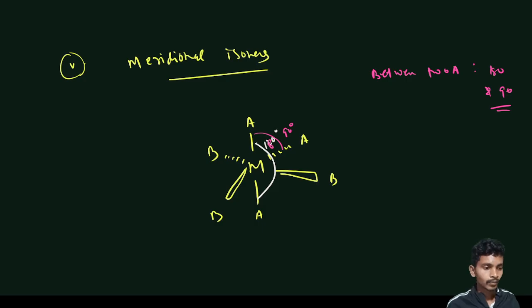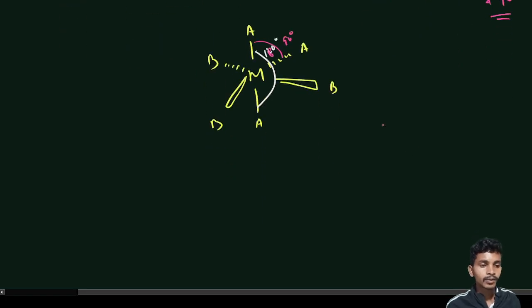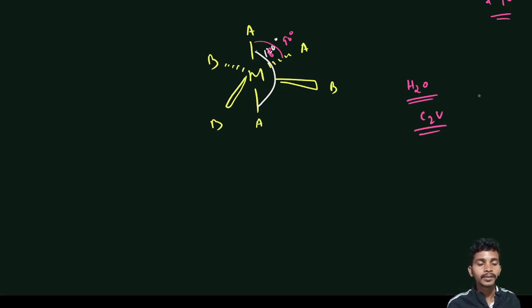Okay, so these structures you have to remember that this is like H2O point group. So H2O point group has C2v. So this meridional is the point group of C2v, that you have to remember.